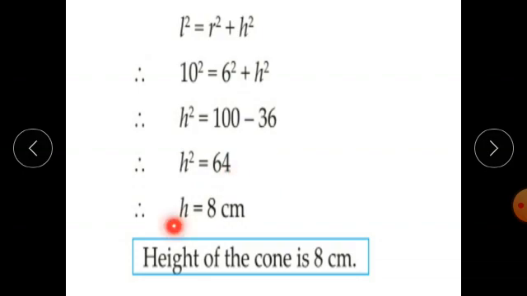Square root of 64 is 8. So h equal to 8. Therefore, the height of the cone is 8 centimeter.